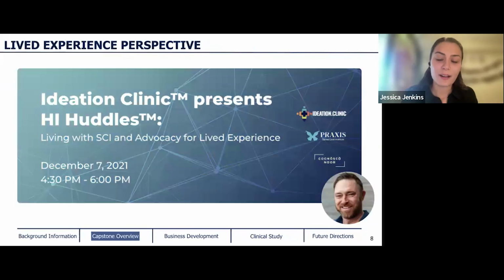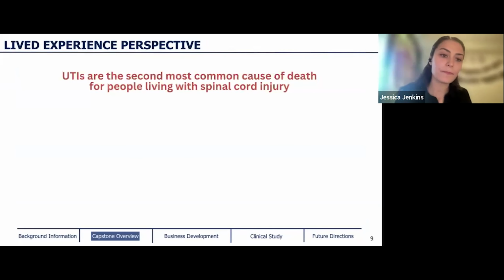We first learned about complicated UTIs when we attended a seminar on spinal cord injury given by Praxis Spinal Cord Institute in December of 2021. James Hektner, who's also with us today, who lives with spinal cord injury, shared some of the unique challenges that people with spinal cord injury face regarding complicated UTIs. We were initially shocked to learn that UTIs are the second most common cause of death for this population.